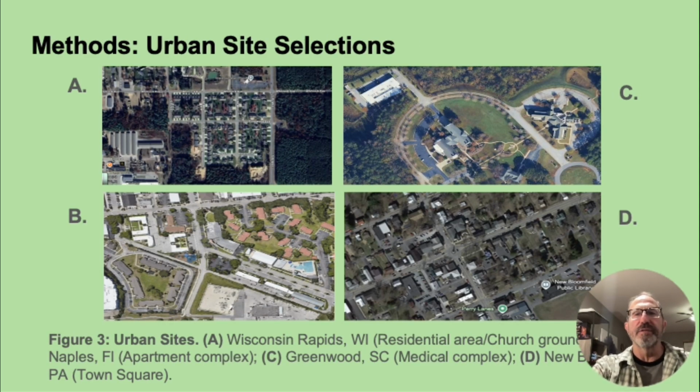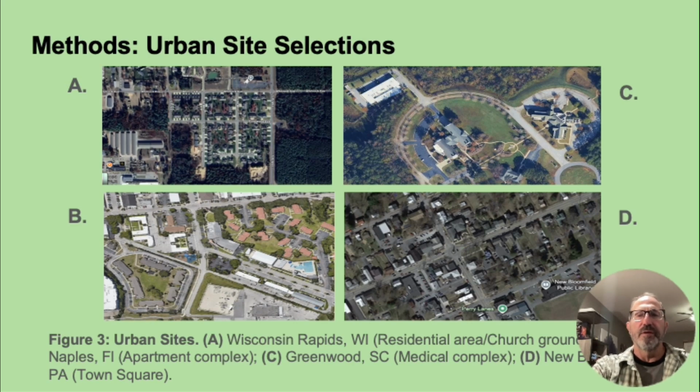For our urban site locations, we selected areas that were defined as those having high levels of anthropogenic disturbance, such as large numbers of buildings, living areas, high human and vehicle traffic, and impervious surface. So in picture A, our Wisconsin location is in Wisconsin Rapids, and this was a residential area and church grounds.